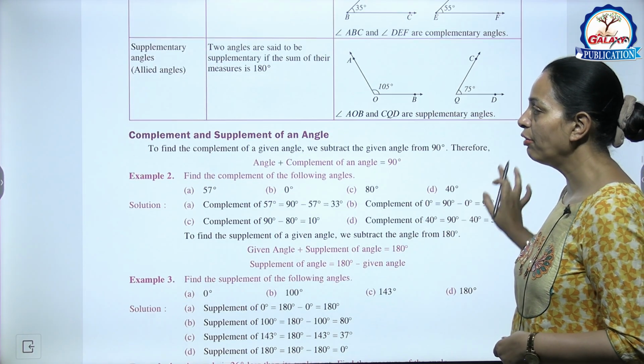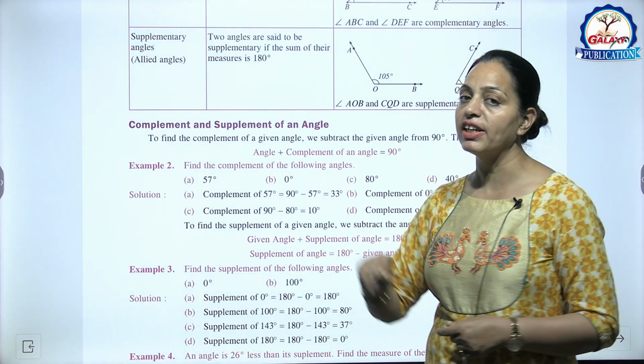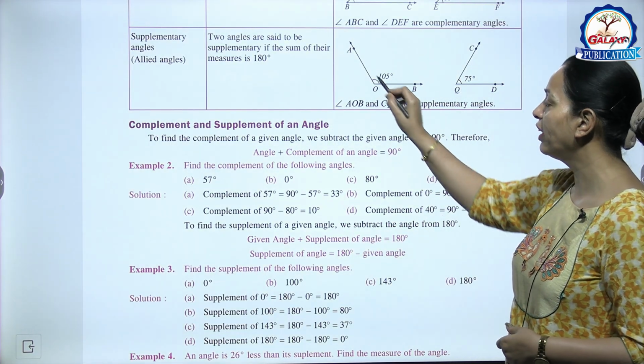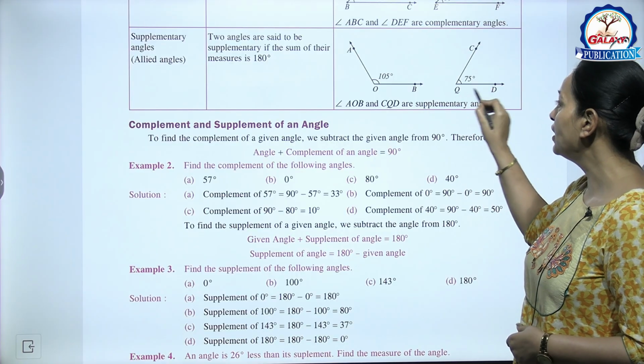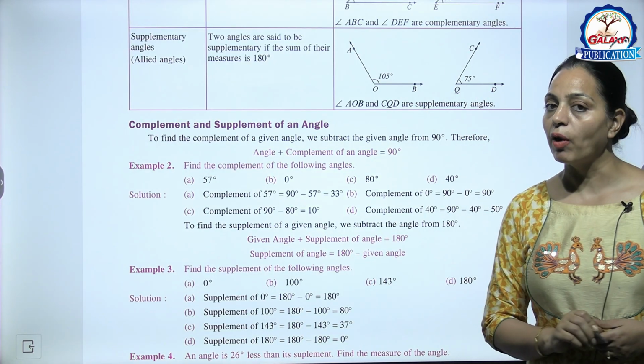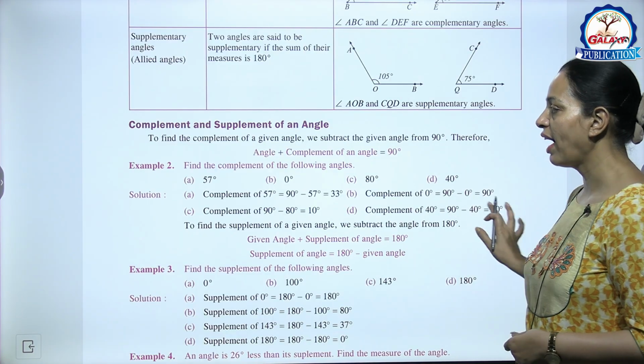Next is supplementary or allied angles. 2 angles are said to be supplementary if their sum is 180 degree, like 105 degree angle AOB and CQD, that is 75 degree. The sum of these two is 180 degree. So these are supplementary angles.